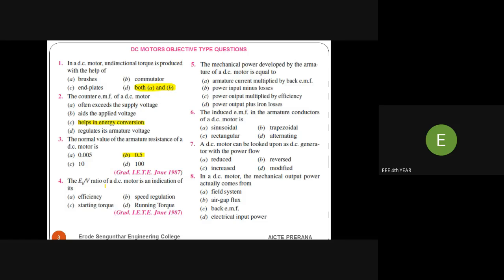So it is related to efficiency. Efficiency is nothing but output power divided by input power. Voltage is the input power, and Eb, the back EMF, is the output power. So it is related to the efficiency. Option A, efficiency, is the correct answer.